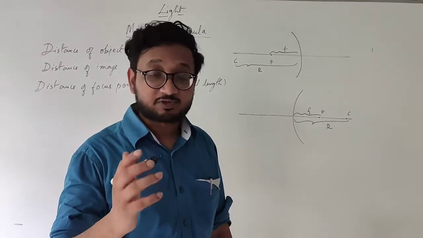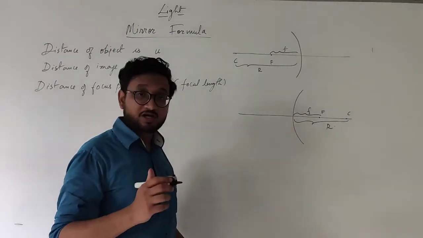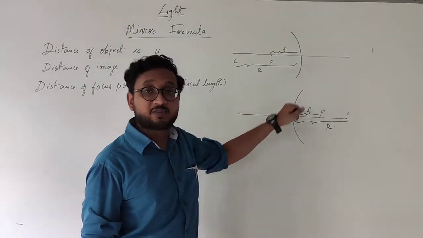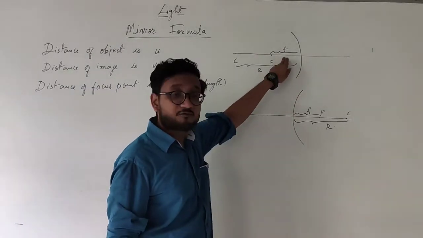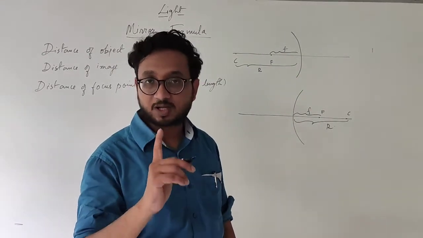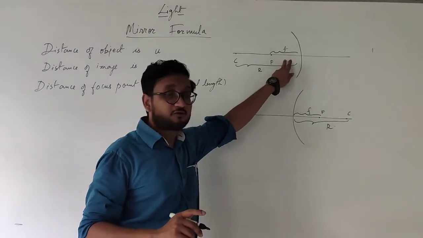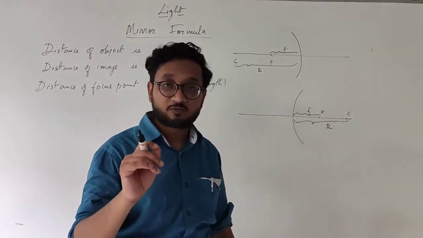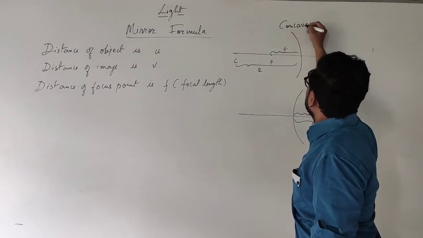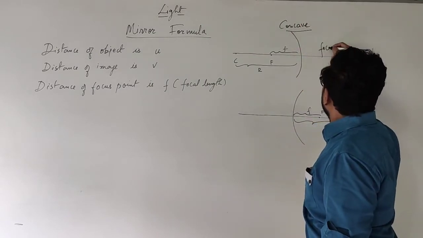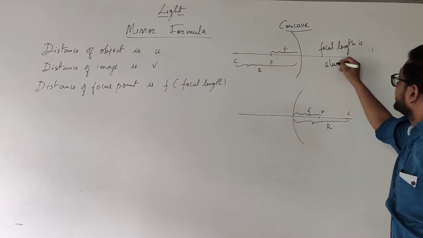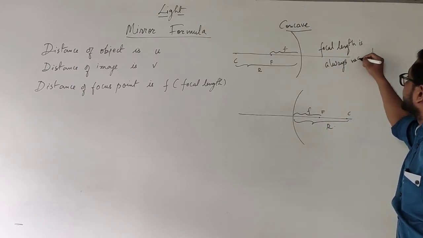You might have guessed already that we have the focus point on the left hand side for a concave mirror, and therefore the focal length of the concave mirror is always negative. I repeat once again, the focal length of a concave mirror is always negative.